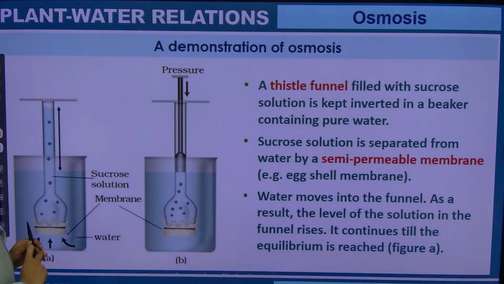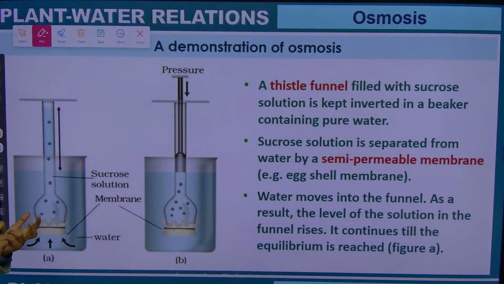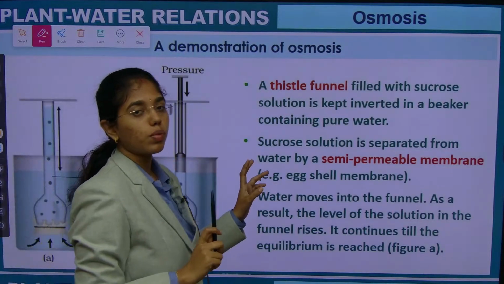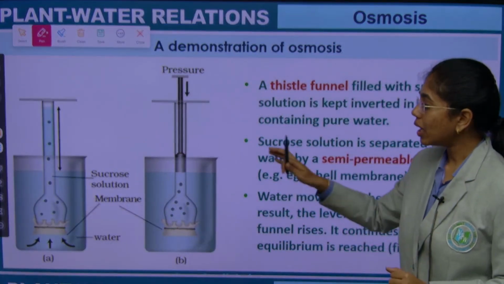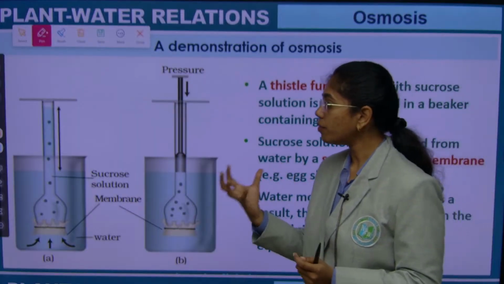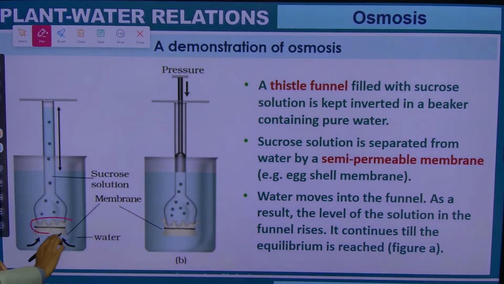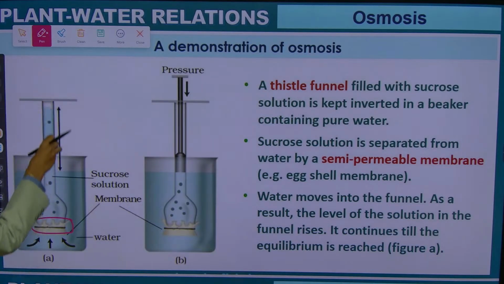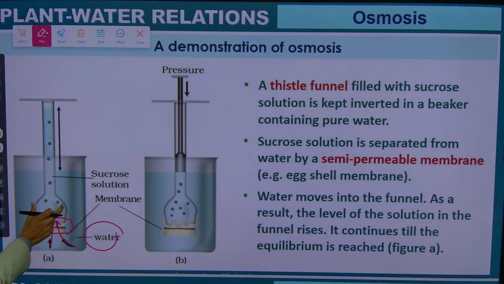Now, the thistle funnel which is filled with sucrose, same experiment. But here you will come across two terms: osmotic pressure, and pressure potential, which you already know. In this setup, a thistle funnel into which sugar solution is placed is covered above with an egg membrane, which is a semi-permeable membrane, and the funnel is inverted into a beaker containing water. Obviously, the water molecules will move from the beaker into the thistle funnel.